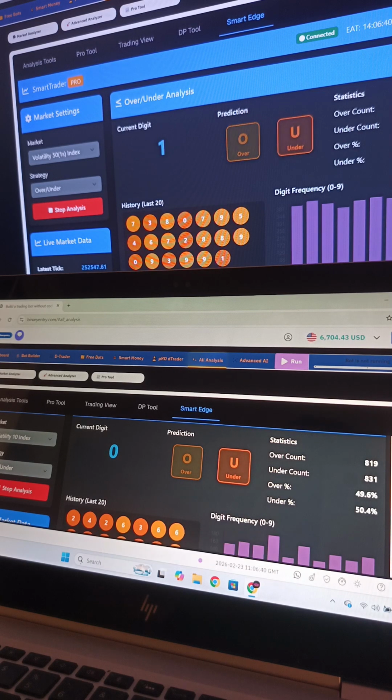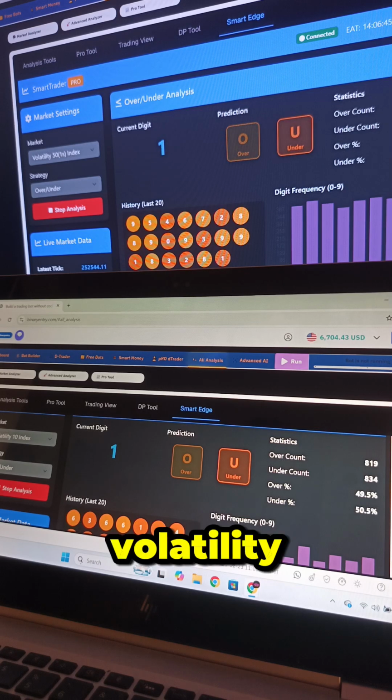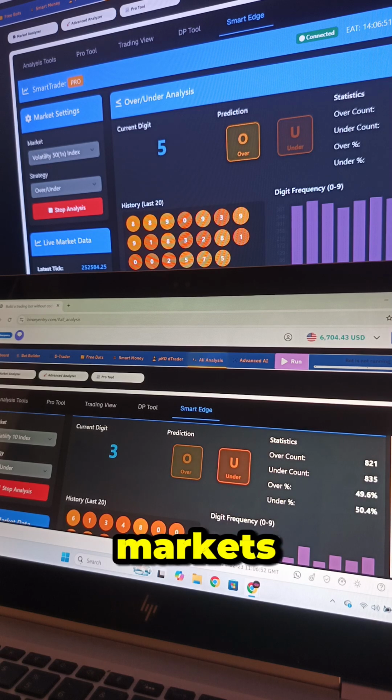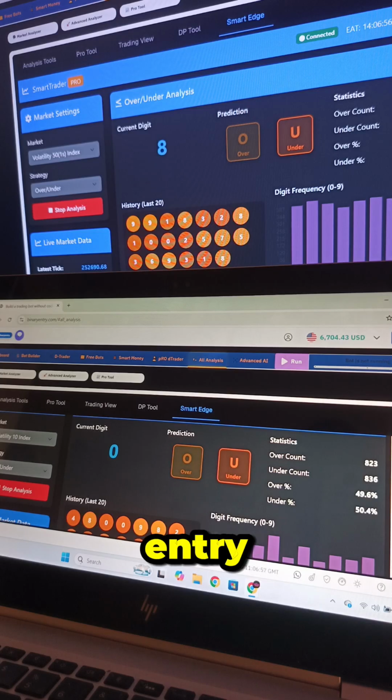For the beginners, always trade when the volatility market is moving fast with rapid tick movement. Avoid flat or slow market conditions. Fast ticks create more digit variation, which results in better entry points.